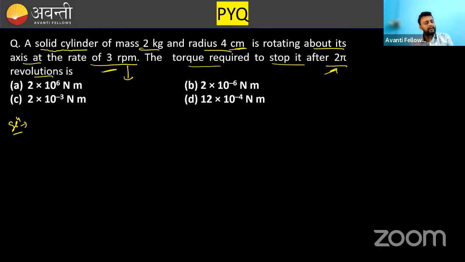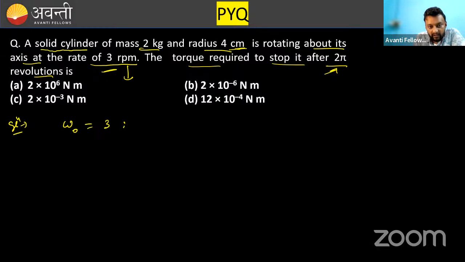Can you tell me in one revolution what angle is rotated by the body? In one complete revolution, what is the angle a body rotates? 360 degree. Very good. 360 degree can be written as 2 pi. Clear? So the initial velocity omega naught is given as 3 RPM.